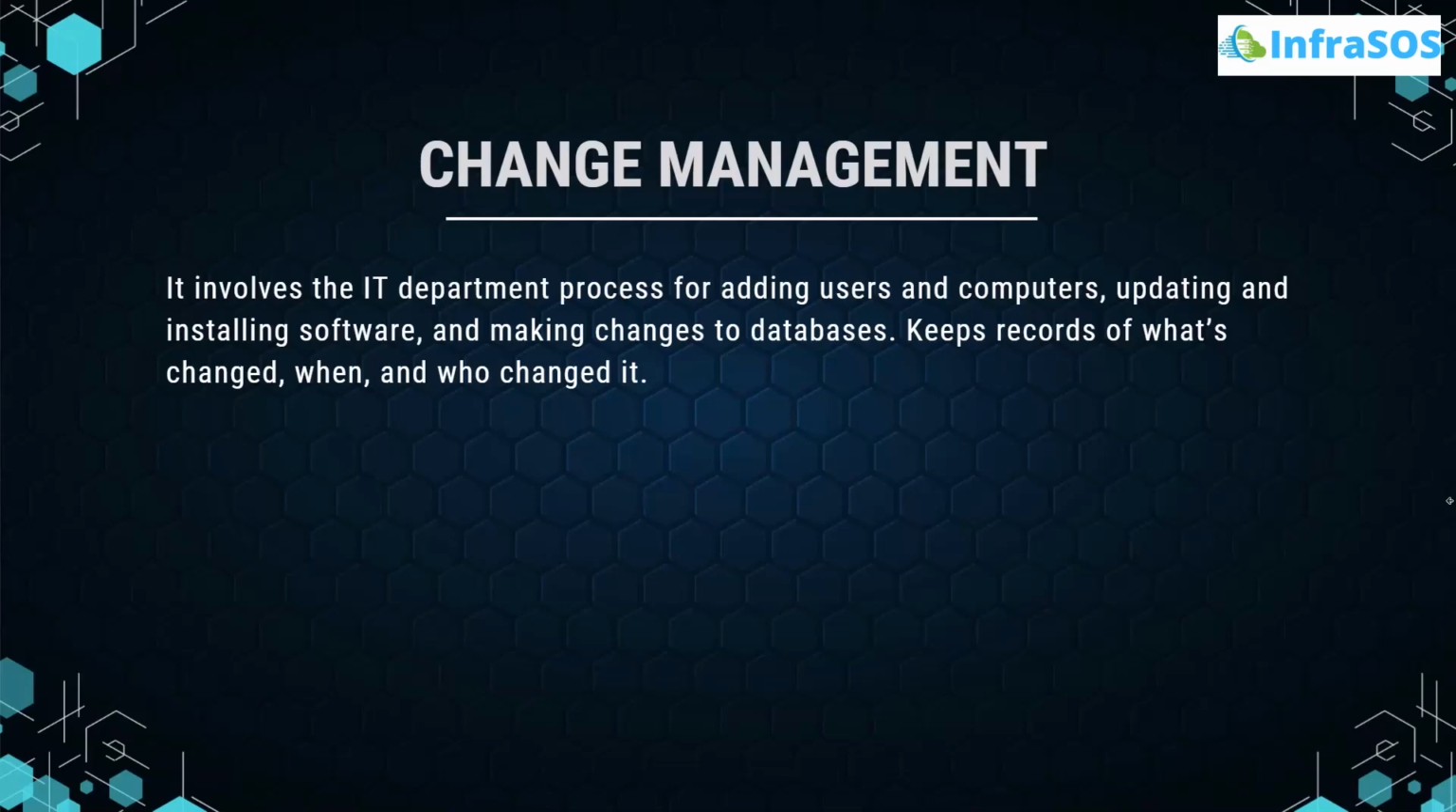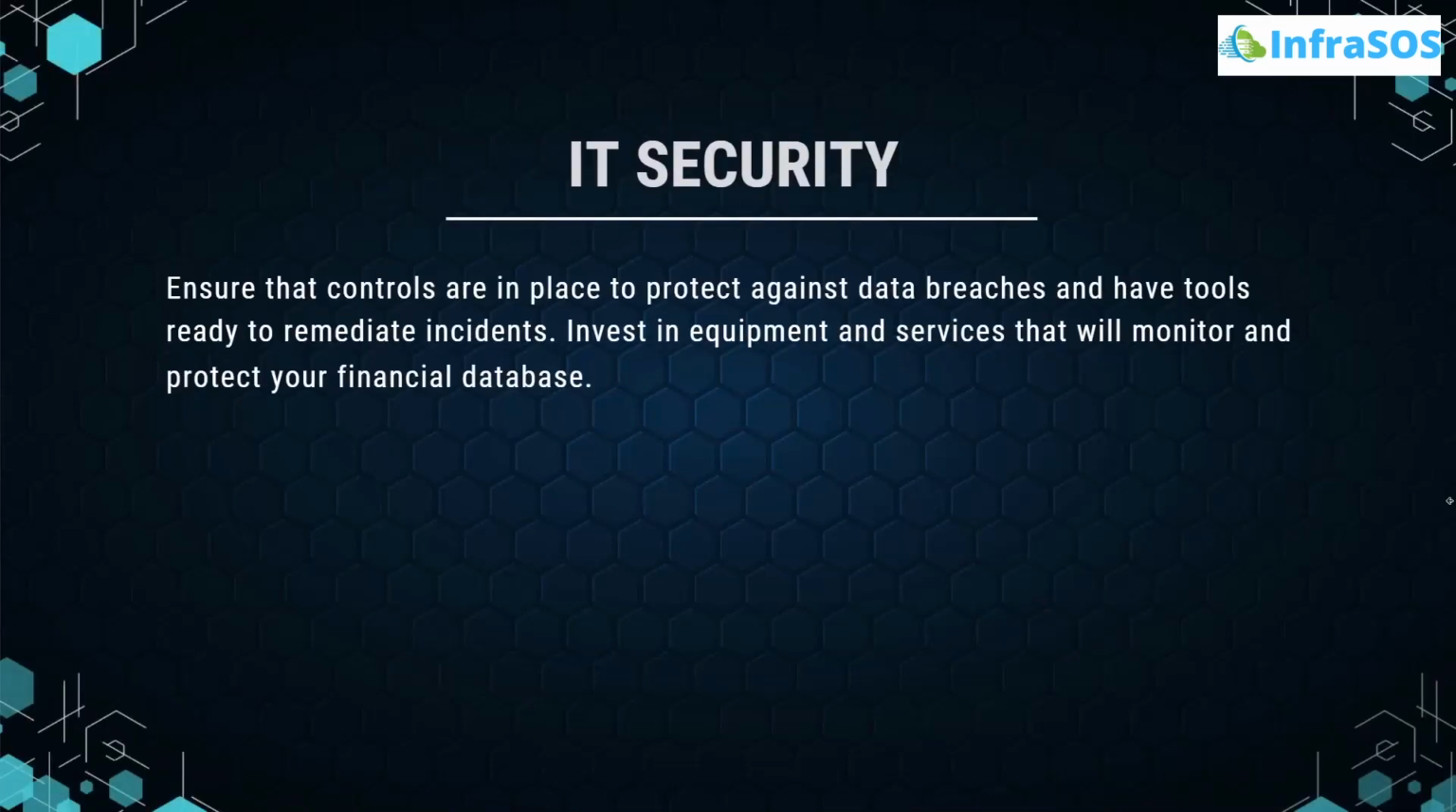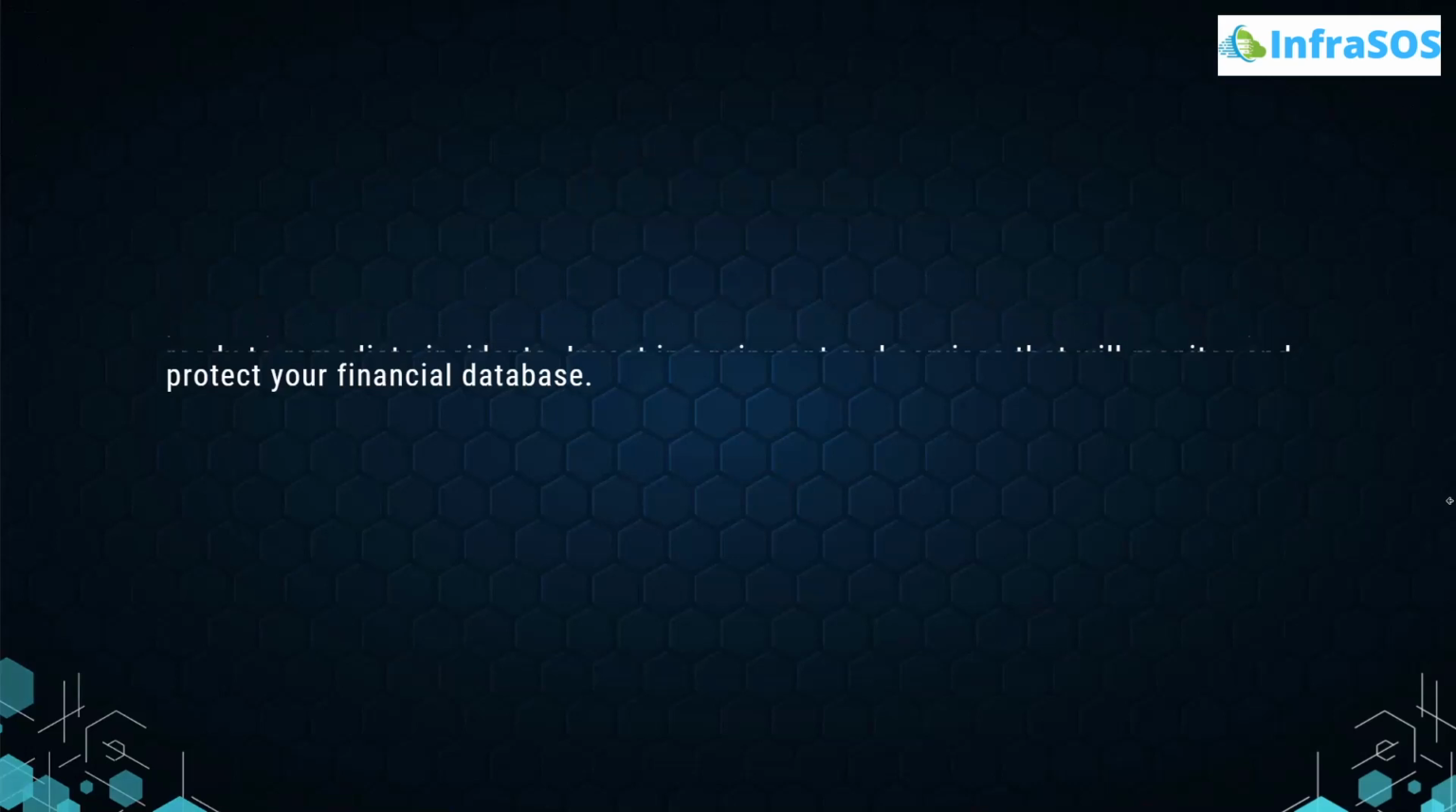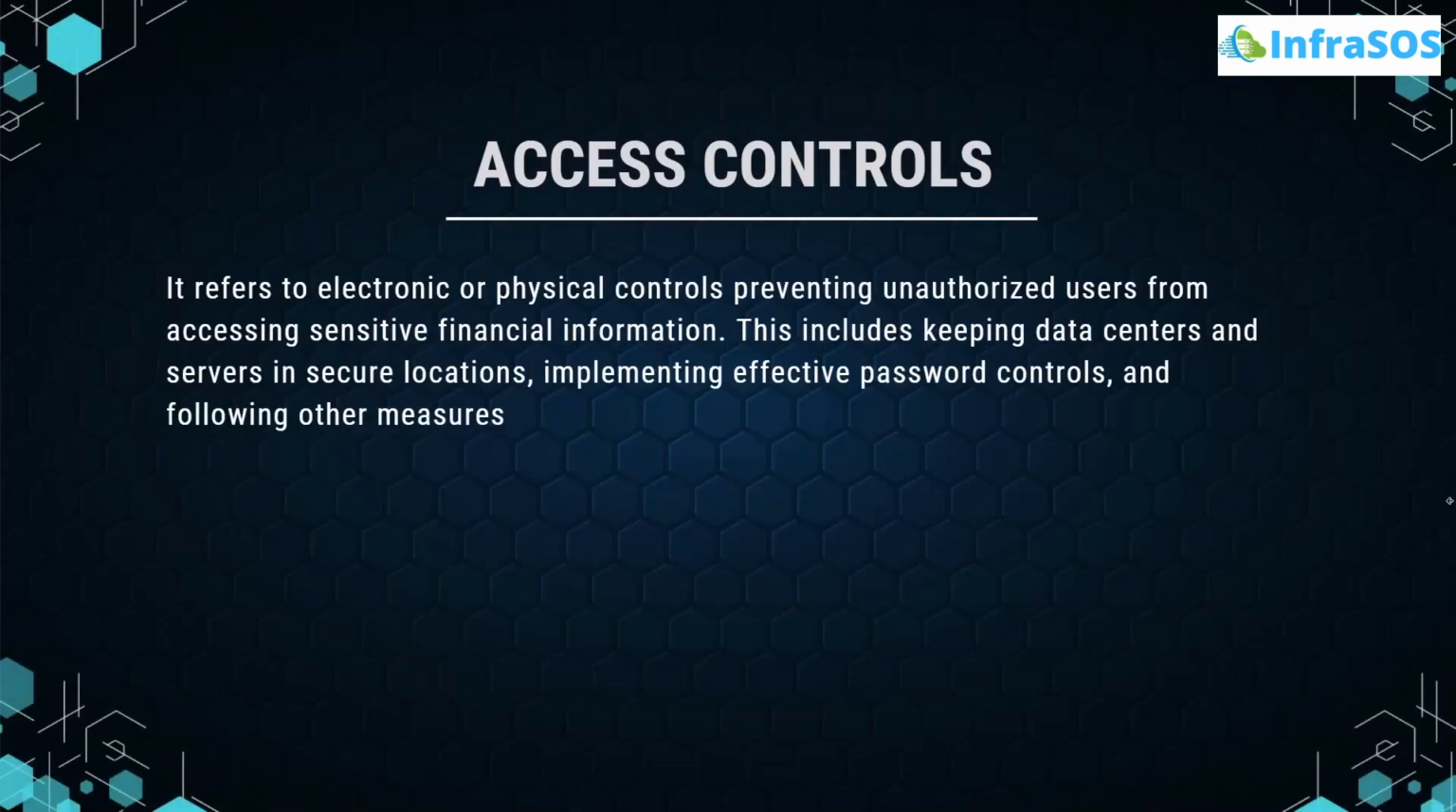Number 3 for the requirements, we have IT security. Now this basically ensures that controls are in place to protect against data breaches and have tools ready to remediate incidents. For this particular purpose, you need to invest in equipment and services that will monitor and protect your financial database. Number 4, we have access controls. Now this refers to the electronic or physical controls preventing unauthorized users from accessing sensitive financial information. This even includes keeping data centers and servers in secure locations, implementing effective password controls, and following other measures as well. Now that sums up the SOX compliance checklist and the audit requirements.